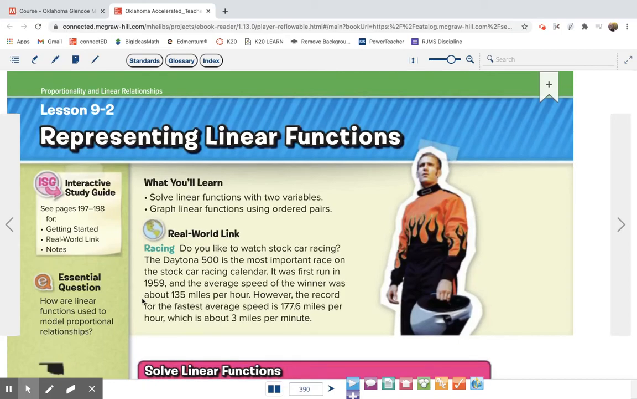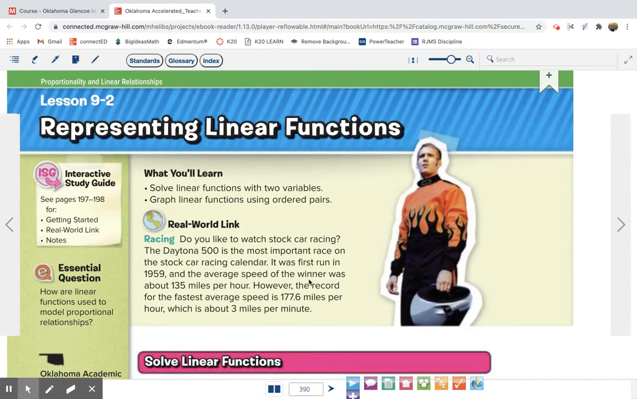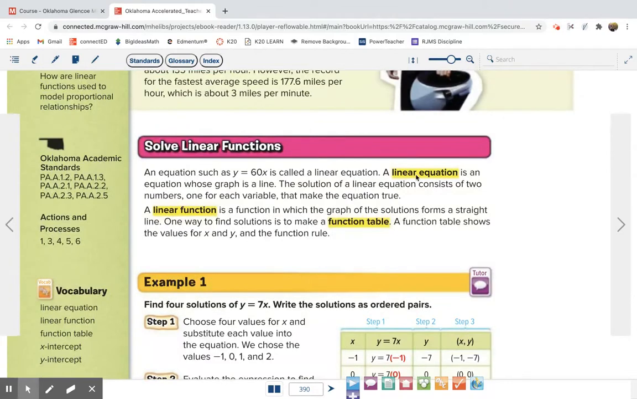Okay, this is 9-2, representing linear functions. So a linear equation is an equation whose graph is a line. Like right here, the y equals 60x, that's an equation. It's also linear, which means it makes a straight line. Linear literally has the word line in it.